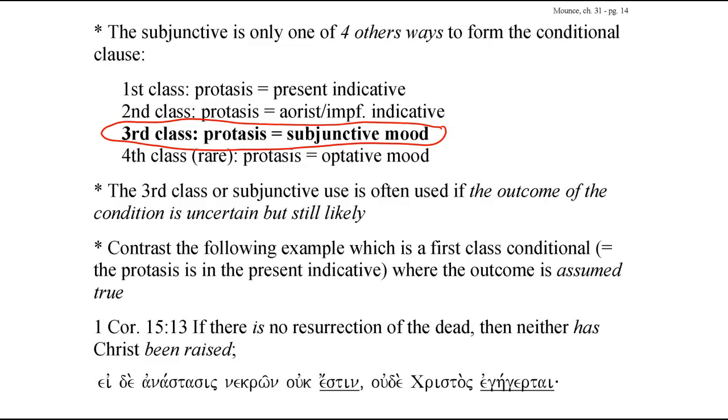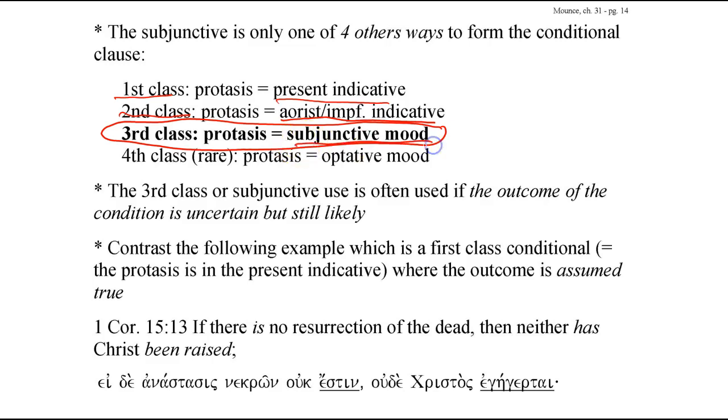There are other ways to form a conditional clause, and I'll just give a brief overview. A first-class conditional clause is when the present indicative is being used in the protasis or the if part of the clause, and that is usually used when the outcome is more certain. A second-class if-then clause or conditional clause is when the aorist or the imperfect indicative is being used in the if part or the protasis part of an if-then clause. And that's also used to describe something that's fairly certain.